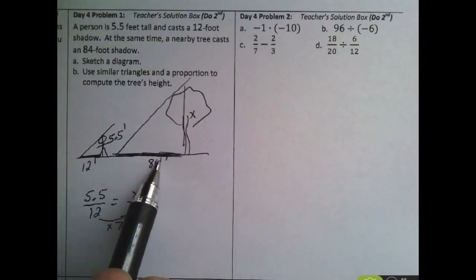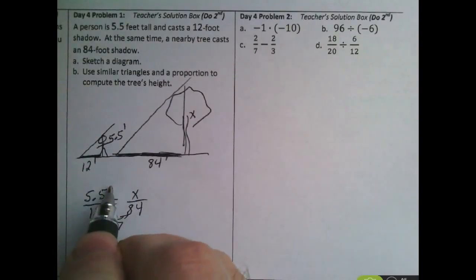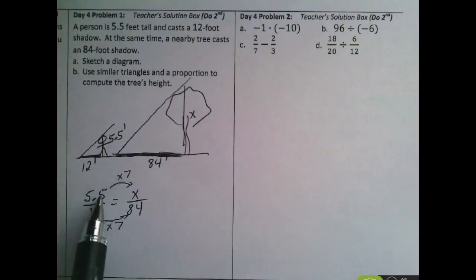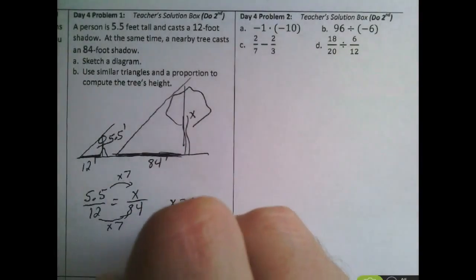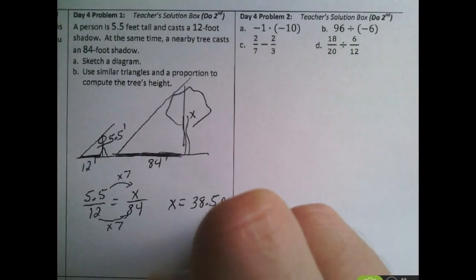I noticed that the tree's shadow is 7 times longer than the person's shadow. So that means that the tree's height will also be 7 times greater than the person's height. So one way to solve this is to go 5.5 times 7. And that would make 38.5, and the unit in this is feet.